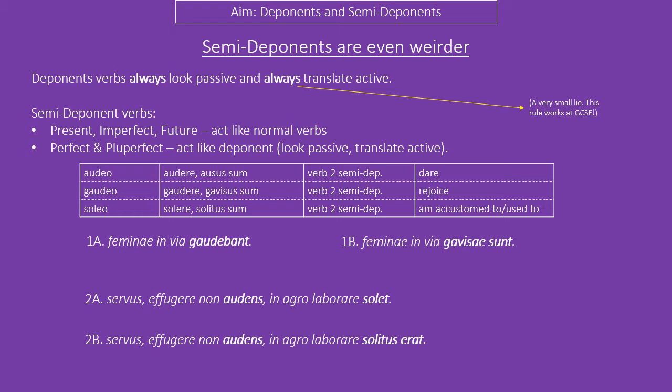So deponent verbs look passive and act active, and they always do that no matter what. Semi-deponent verbs kind of alternate between looking normal in the present, imperfect and future tenses, but for the perfect and pluperfect tenses, instead of having an -i, -isti, -it type ending, they look passive, which is very confusing. So in the sentence feminae in via gaudebant, they were rejoicing, that's just a normal active ending. But then in the perfect, the women rejoiced, we can see that's a passive ending, but we're going to translate it as active.